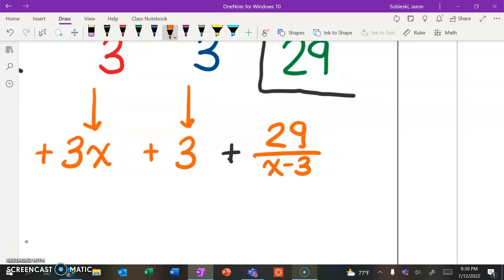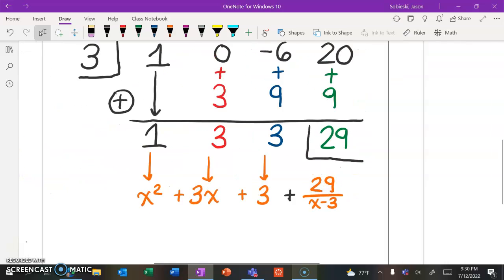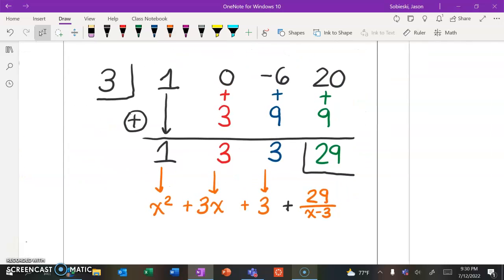Again, same exact answer as when we did it with the long division method, but this is a different approach. But again, it only works if your divisor is a first degree polynomial with a coefficient of 1. You need to make sure you have those conditions before you can use synthetic division.